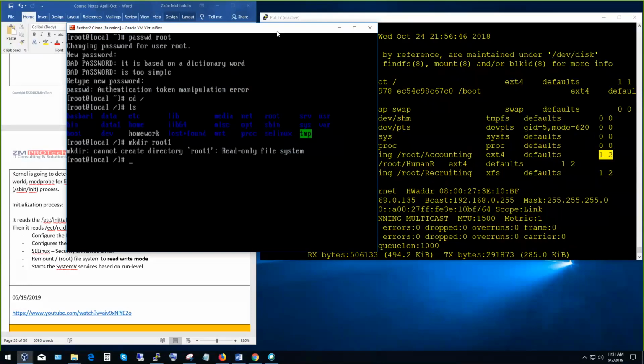We're going to run the command mount -o remount,rw /sysroot. Okay, this is the command to make the system read-only. I mean, read-write mode.